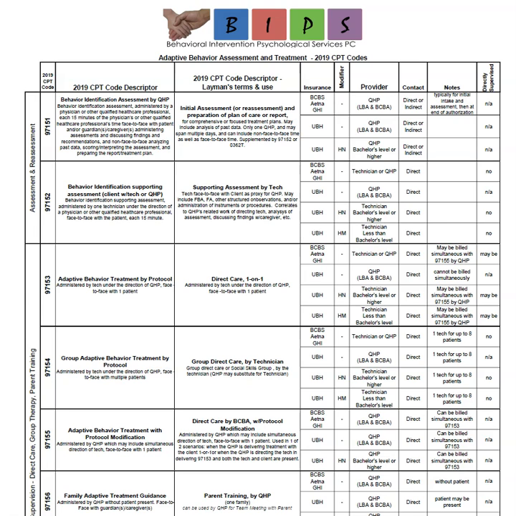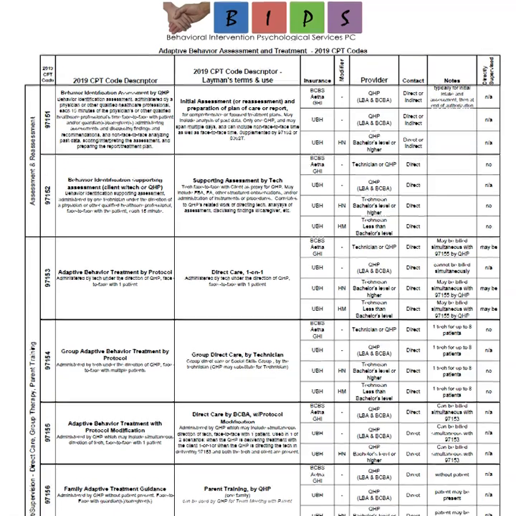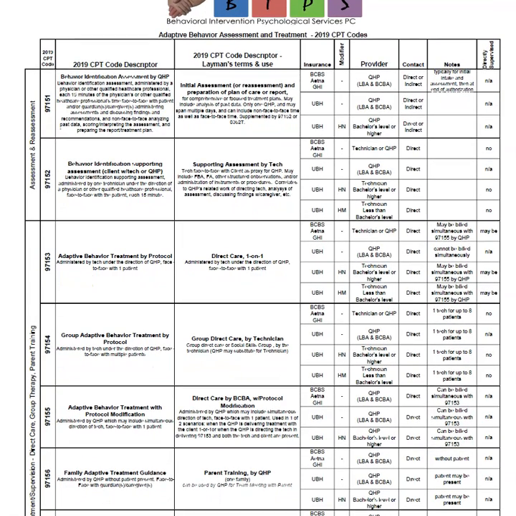Now let's focus on the QHP for a moment. I'm going to scroll down a little bit just to pull up 97156. So in this case, the QHP has three codes that it's going to use on a regular basis: 97153, 97155, and 97156. As we already discussed, 97153 is direct care, and there's various uses for that depending on the insurance carrier.